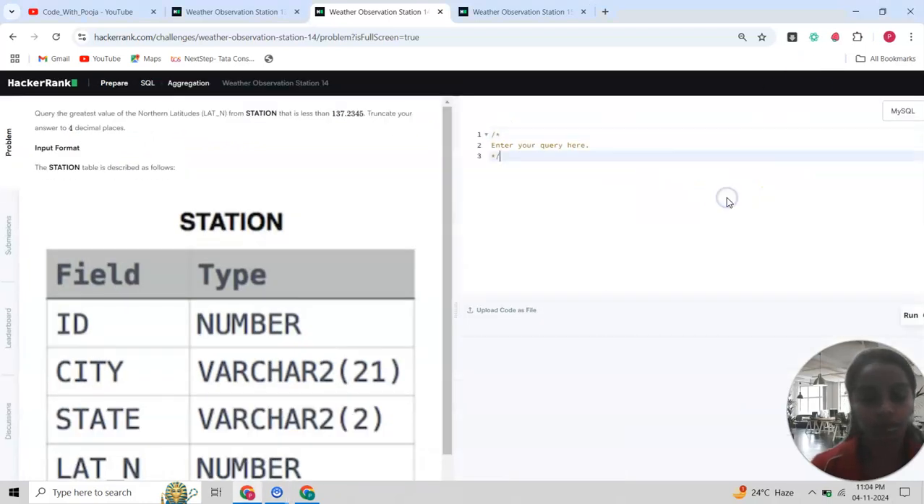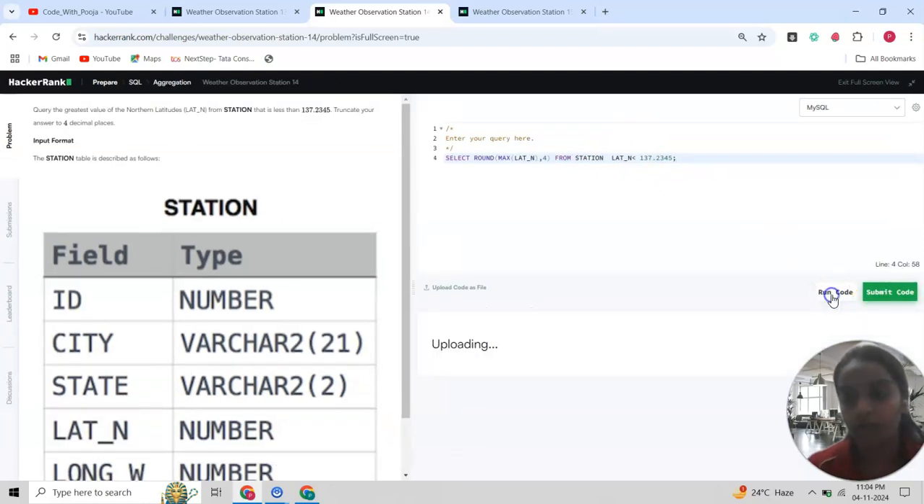So let's continue with the query. Select, we have to round, then max of latitude of north, and round it to the fourth, from station, and where the latitude value is less than 137.1234.5. Okay, that's it, and ready to run the code.